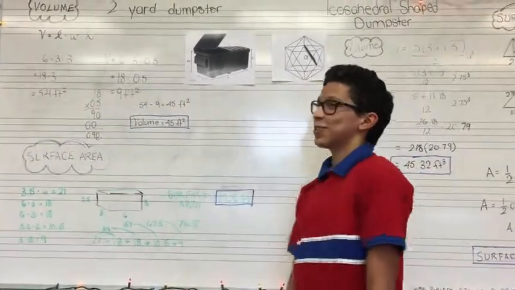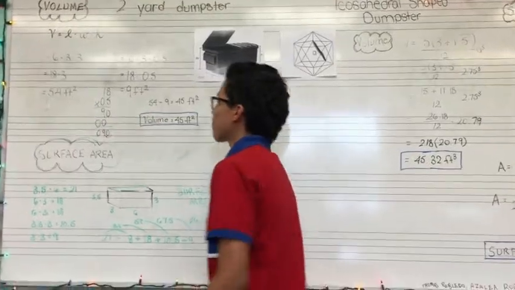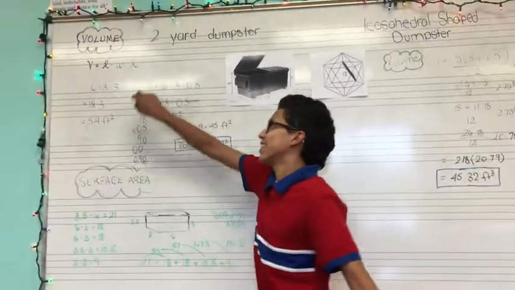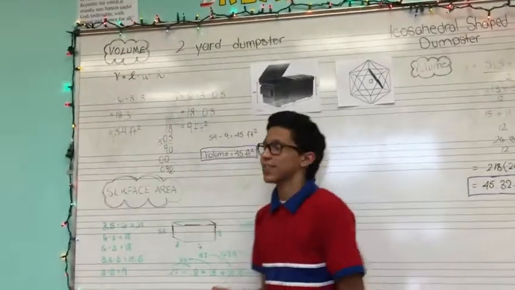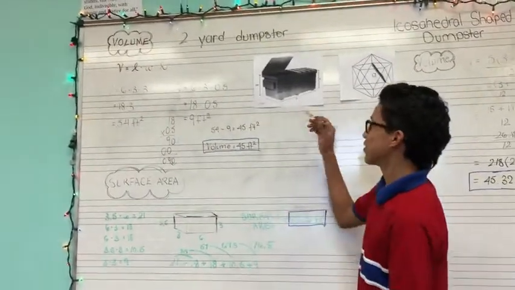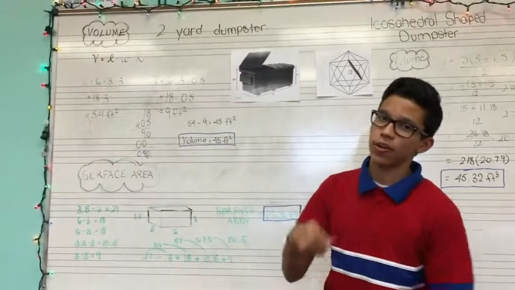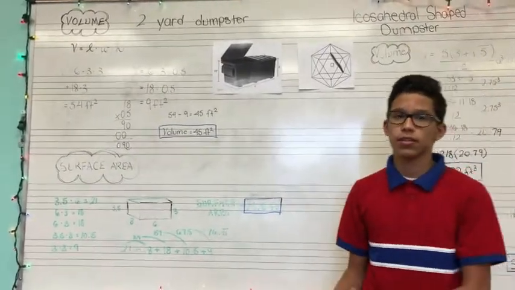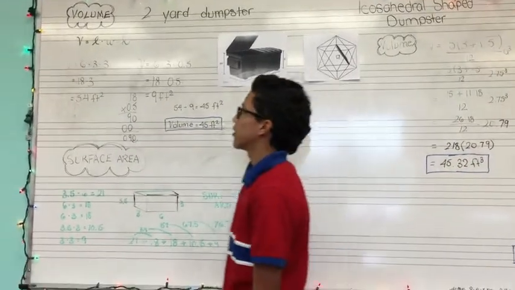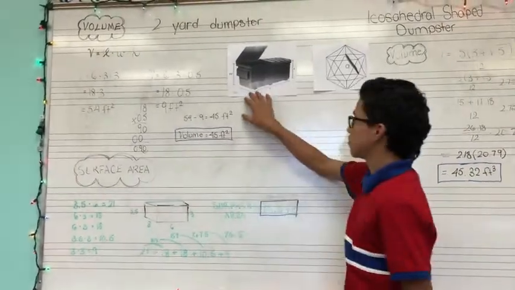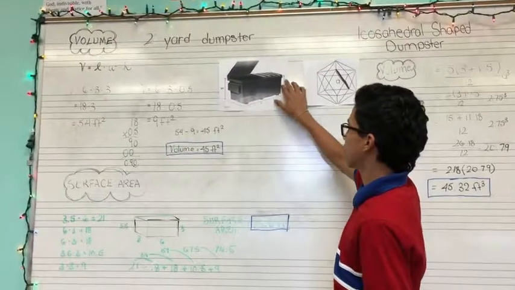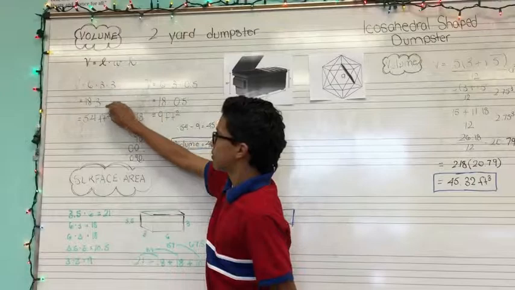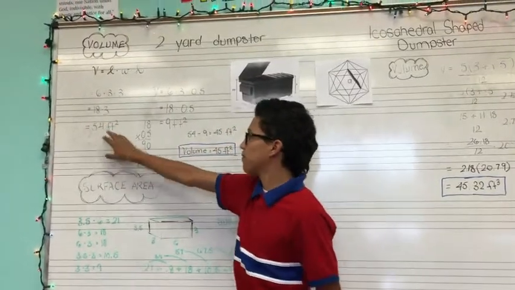Okay, so we're going to start with the volume of the 2-yard dumpster, and the formula for volume is length times width times height. For the dimensions of the 2-yard dumpster, there were 2 different heights, so we're going to have to calculate volume 2 times with the 2 different heights, and then subtract the 2 and we'll get the official volume. So with the first height, it would be 6 times 3 times 3, and that would be 18 times 3, which is 54 feet squared.